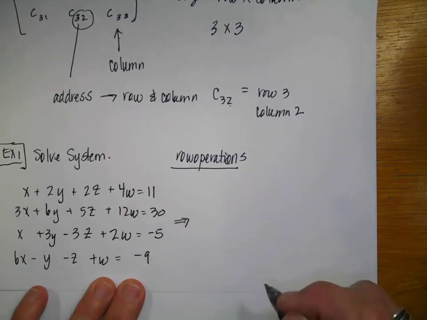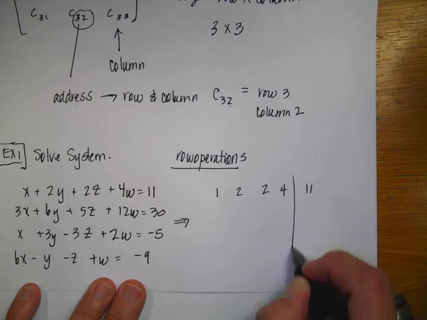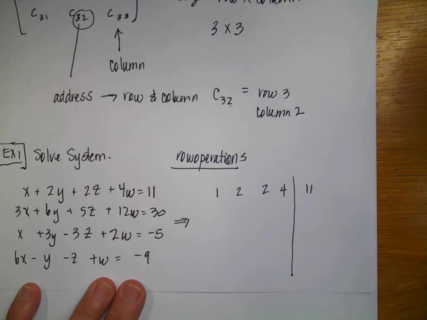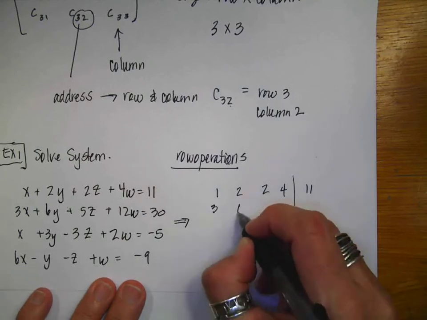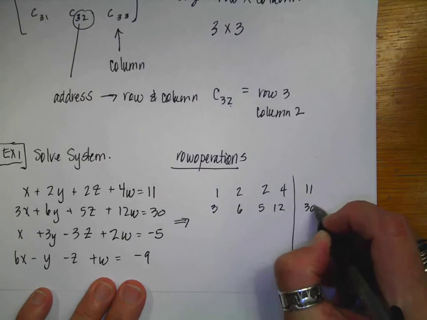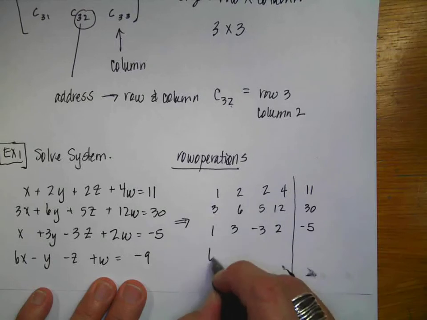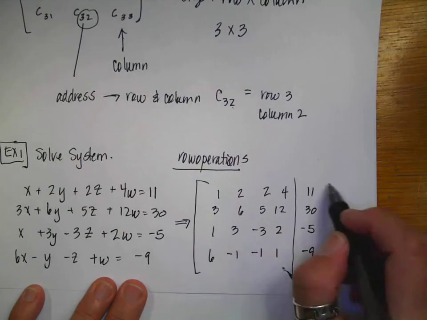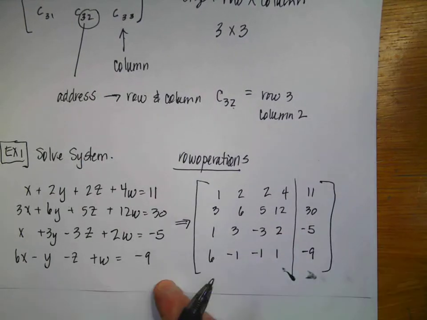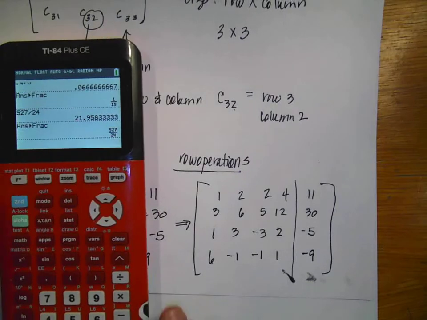So I'm going to drop all of this information into a matrix. So this is 1, 2, 2, 4, and then 11. Technically, this is going to be called an augmented matrix because the solutions are inside the matrix. And then I'm going to have 3, 6, 5, 12, 30, and then 1, 3, negative 3, 2, negative 5, and then 6, negative 1, negative 1, 1, and negative 9. The thing that we would need to remember is if there's not an element for that particular row or that particular variable, we would put in a 0.